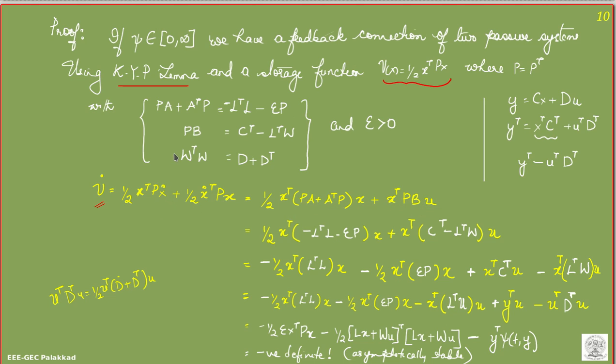Substitute x dot here: x dot is equal to A into x plus B into u. So we get it in this form. Instead of PA plus A transpose P, you substitute this part here, and this goes here. Instead of PB, you substitute this part here. Then you expand it. So I get minus L transpose L minus epsilon P, and here minus x transpose C into u minus x transpose L transpose W. And here, instead of C x transpose C transpose, you make a few more changes, since y is equal to Cx plus Du.